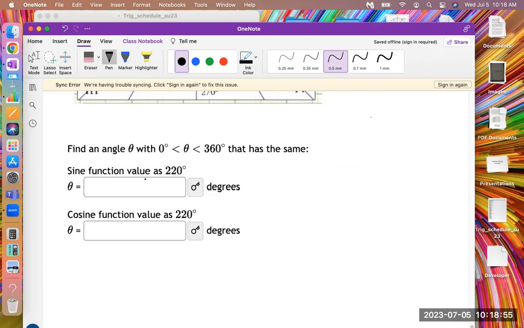For an angle to have the same sine function as 220, it means that it forms the same triangle with the x-axis as a 220 triangle would form. So let's draw a 220 angle and see the triangle that's made between the x-axis and the terminal side of a 220-degree angle.